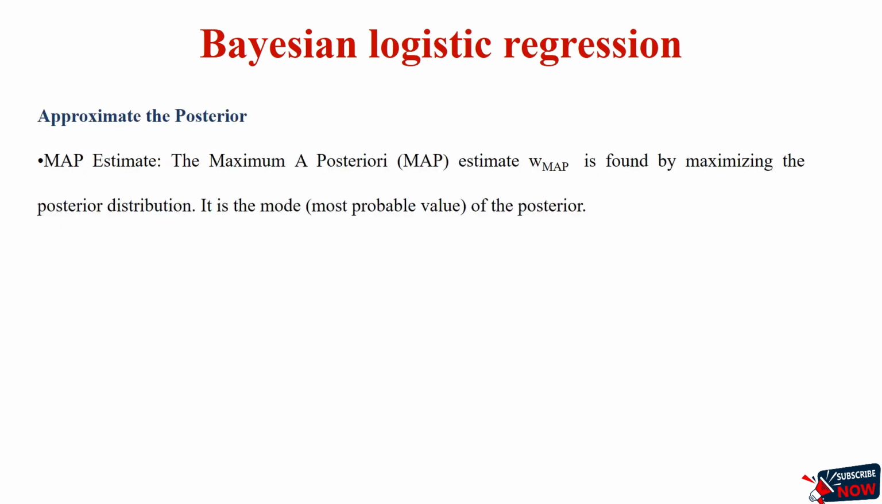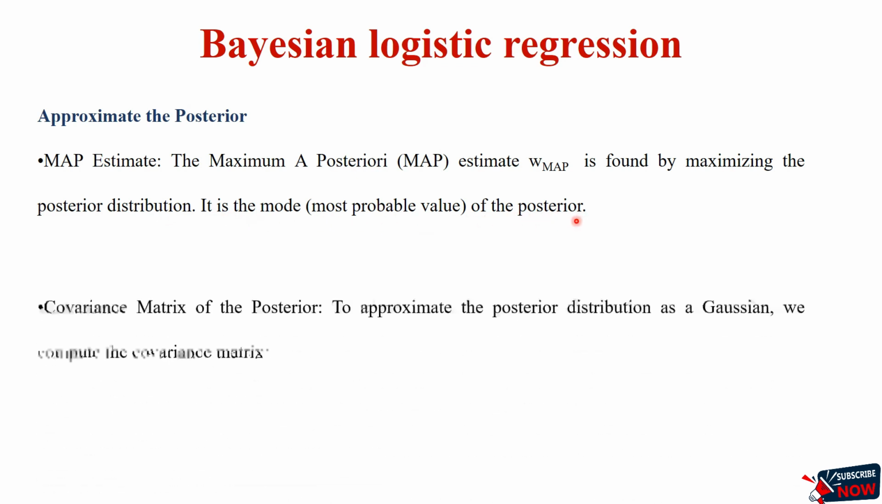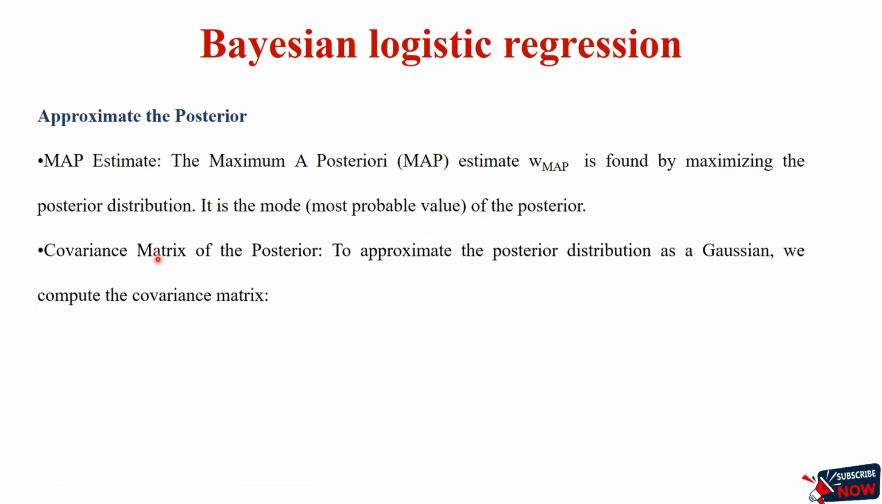Approximate the posterior. MAP estimate: the maximum a posteriori estimate is found by maximizing the posterior distribution. That is the mode of the posterior. Covariance matrix of the posterior. In order to approximate the posterior distribution as a Gaussian, we need to compute the covariance matrix. This is the formula. Sn is equal to S naught inverse plus the summation of yn times 1 minus yn, times phi n phi n transpose, where n ranges from 1 to N.